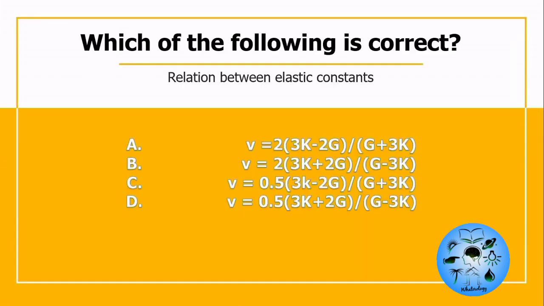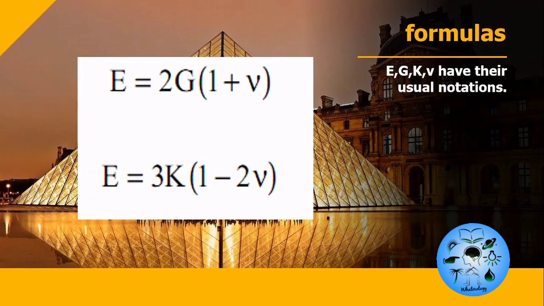So let's continue. This is a question like other questions that come in various examinations based on the relationship between the elastic constants. It says: which of the following four is correct? There is a relationship between the Poisson's ratio, bulk modulus and shear modulus. Now we will try to solve this question, but before that, we will learn the formulas with a trick.